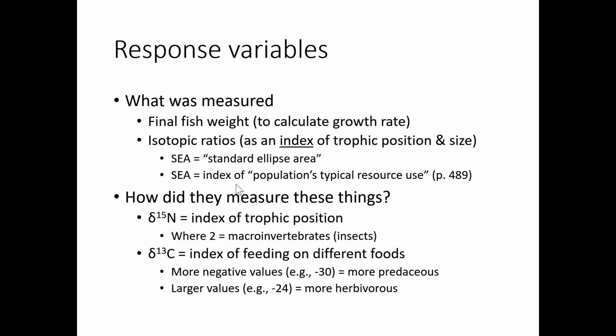So given that, the SEA, the standard ellipse area, is kind of a combination of the nitrogen 15 ratio and the carbon 13 ratio that is an index of the population's typical resource use. In other words, it is a measure or an index of their niche. And remember that niches are multi-dimensional things, so this niche has two particular dimensions, the nitrogen 15 dimension and the carbon 13 dimension. And we'll talk about those a little bit more in the next video when we get into results.